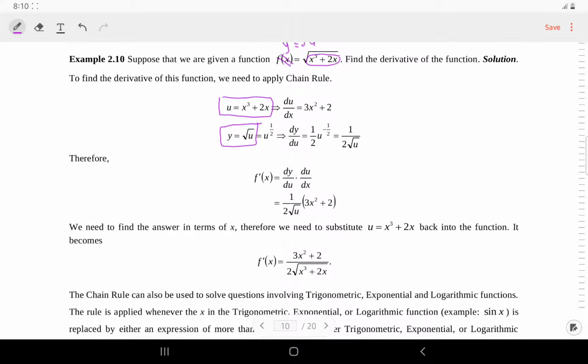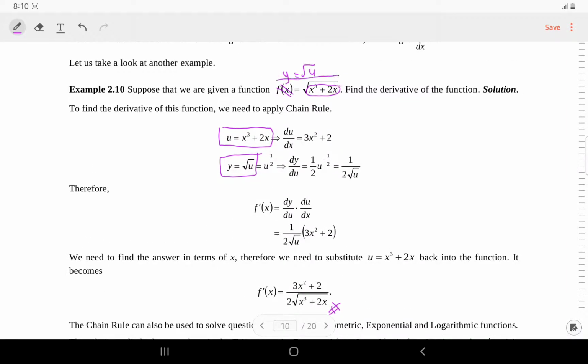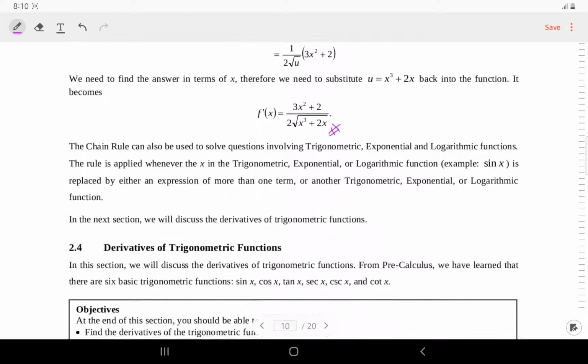Then don't forget to change u back into the term of x. Okay, so simplify that, we will get 3x square plus 2, and then 2 here, and then square root u will become square root x cubed plus 2x. Okay, so this is the answer for differentiation of the original function using chain rule.